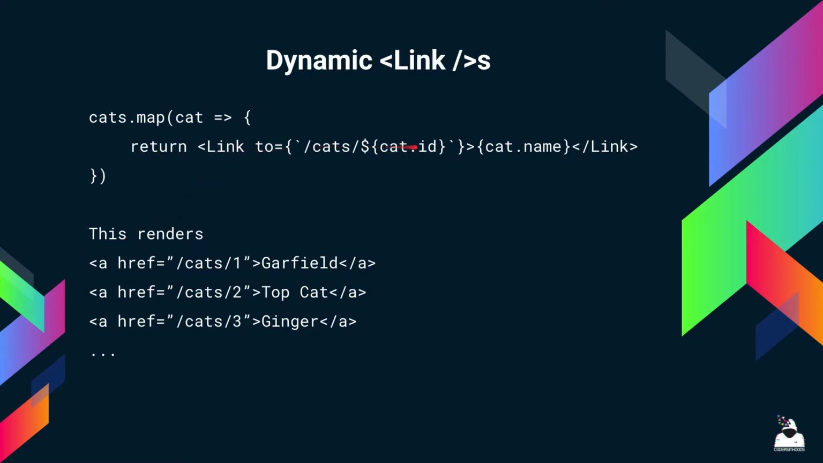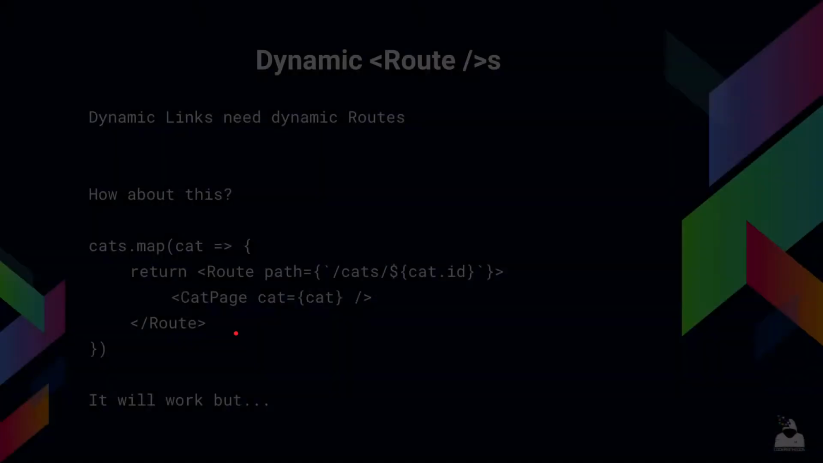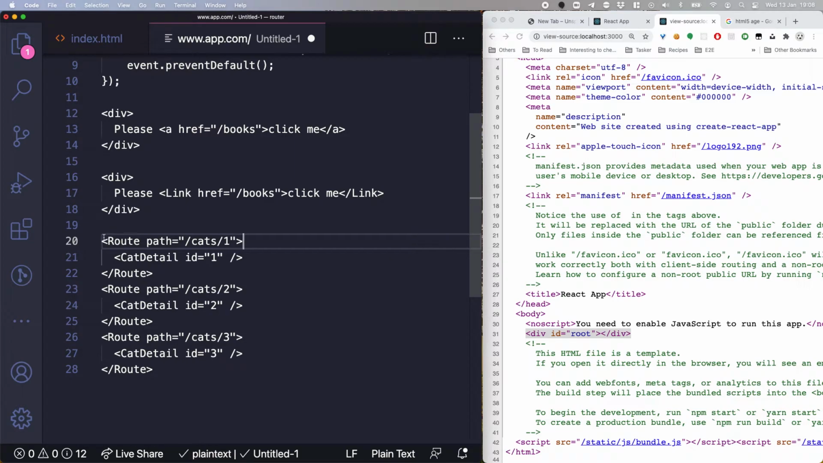So here, Link will map to something, but anyway, it will render this. So 3 links to cat 1, cat 2, cat 3. And then in here, you would define 3 different routes. That would work, but it would not be dynamic, right? In this case, if you want to add cat 4, you would have to go to your router, to the route definitions, and add another one, and another one, and another one. So this is not maintainable. This is not how to do it.